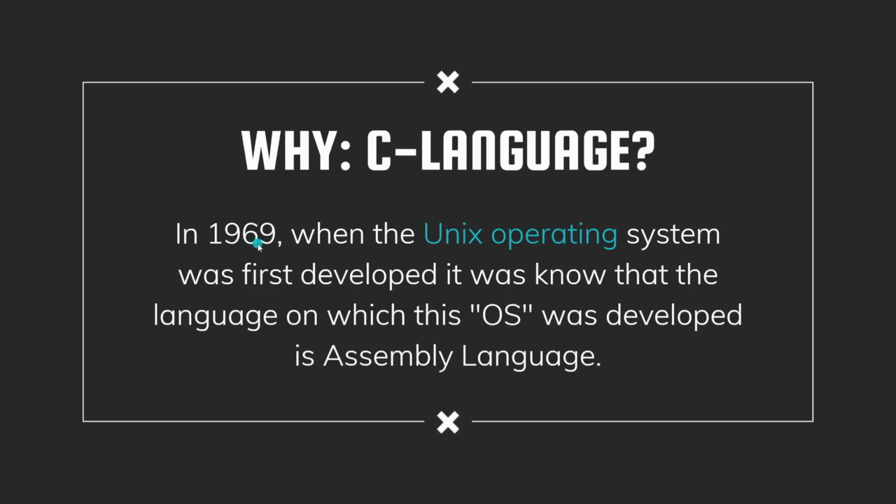In 1969, the Unix operating system was developed. Ken Thompson had developed a new type of operating system called Unix. The operating system was developed in assembly language, so it was created by using assembly language.